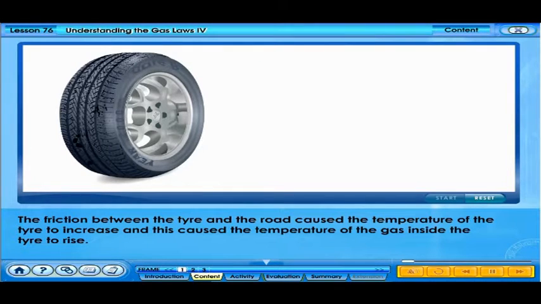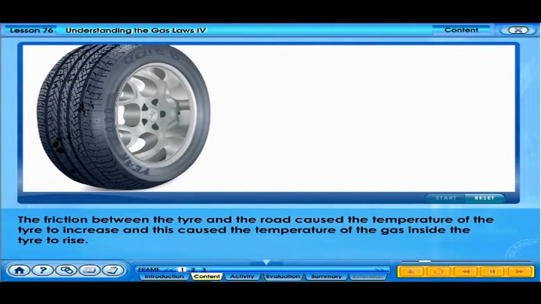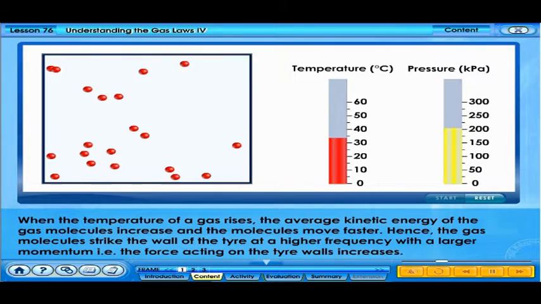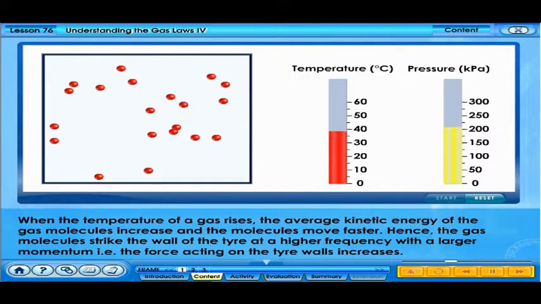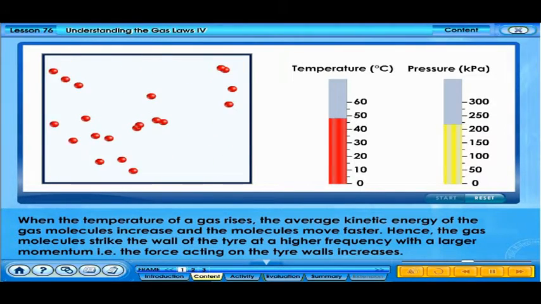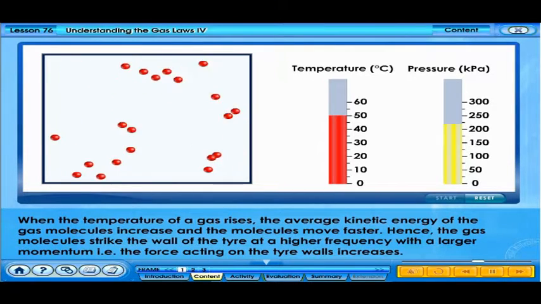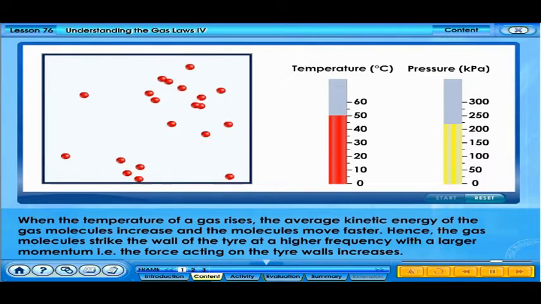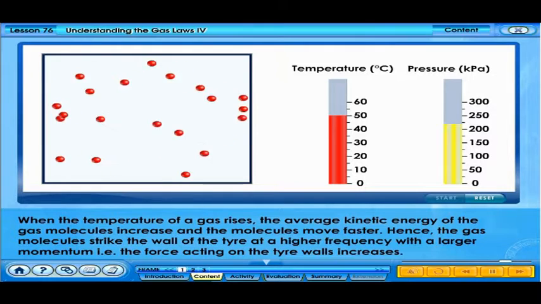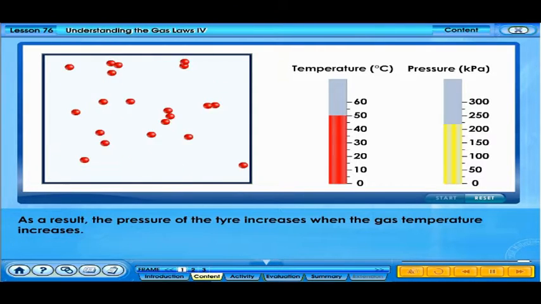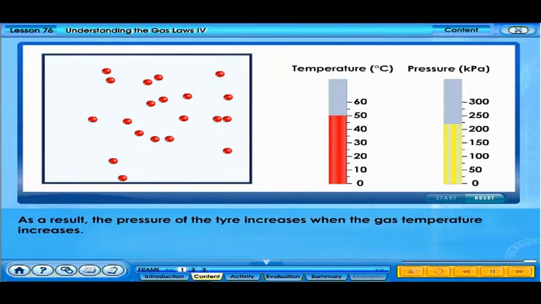The friction between the tire and the road caused the temperature of the tire to increase, and this caused the temperature of the gas inside the tire to rise. When the temperature of a gas rises, the average kinetic energy of the gas molecules increases, and the molecules move faster. Hence, the gas molecules strike the wall of the tire at a higher frequency with a larger momentum. That is, the force acting on the tire walls increases. As a result, the pressure of the tire increases when the gas temperature increases.